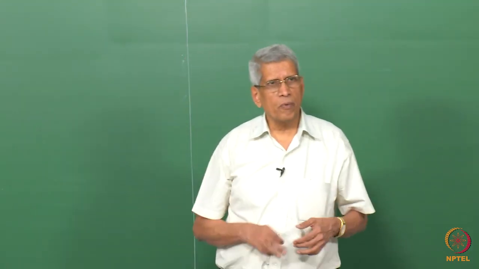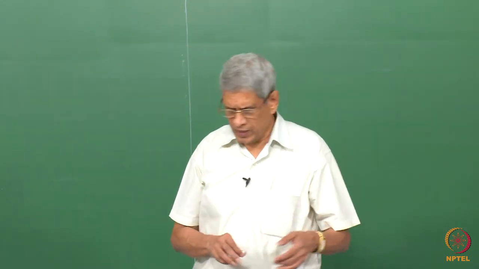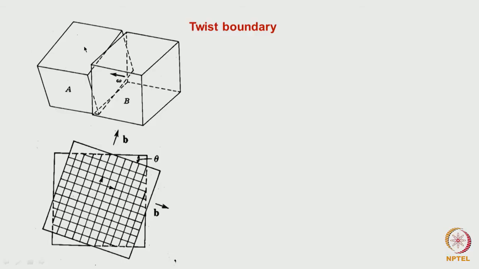What is another type of boundary which we can have instead of a tilt? We can have a twist. For example, what has been done here is that this is one cube and this is an identical cube, but with respect to one another, it is just given a rotation by a small angle. You can see the lattice planes are there if you just try to give a twist.